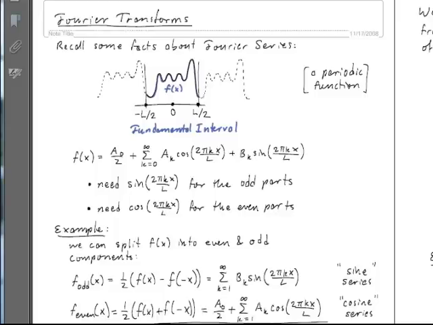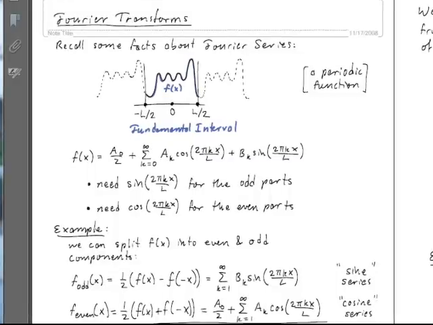Okay, so we're going to talk about Fourier transforms today. These are analogous to Fourier series, but they are a limit of what that Fourier series becomes as you let the width of the interval of the function that you're considering go to infinity.